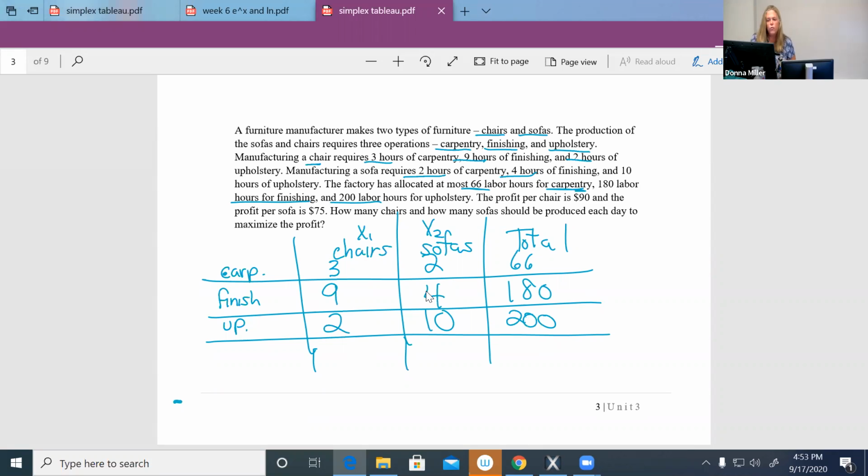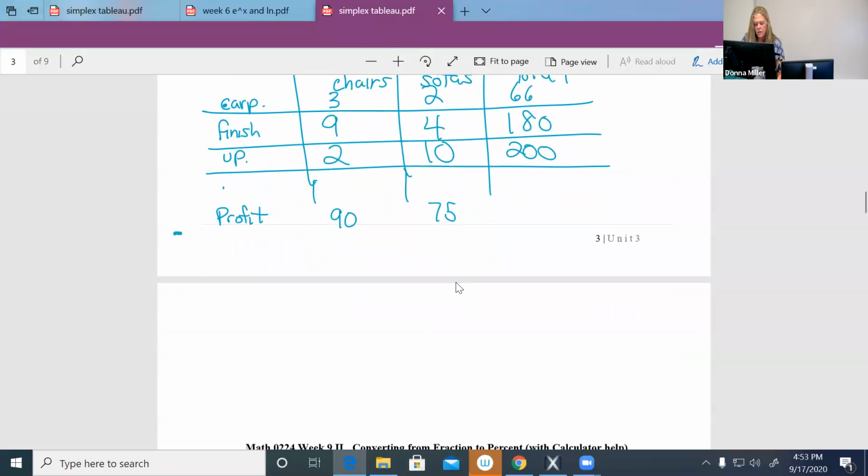Okay? So from this, I can get all of my constraints, my inequalities. Okay? Now, here's what this bottom line is: the profit per chair. I want to maximize my profit. That's what they call the objective. All right, it's what I want to maximize. So the profit is not a constraint, but I'm going to write it here anyways. Profit is $90 per chair and $75 per sofa. Okay, that's my objective. We deal with that a little differently. So let's get all the constraints first.